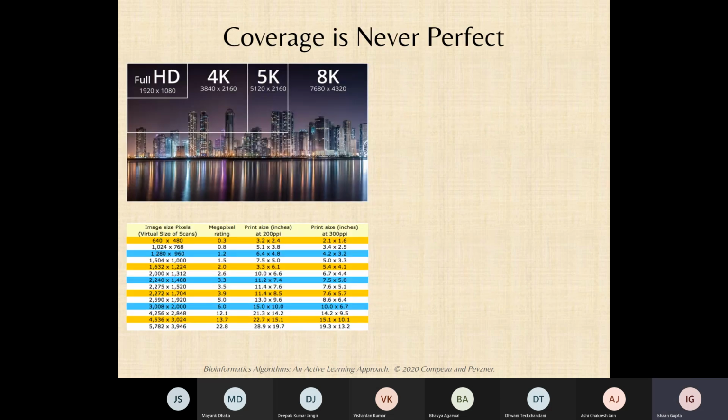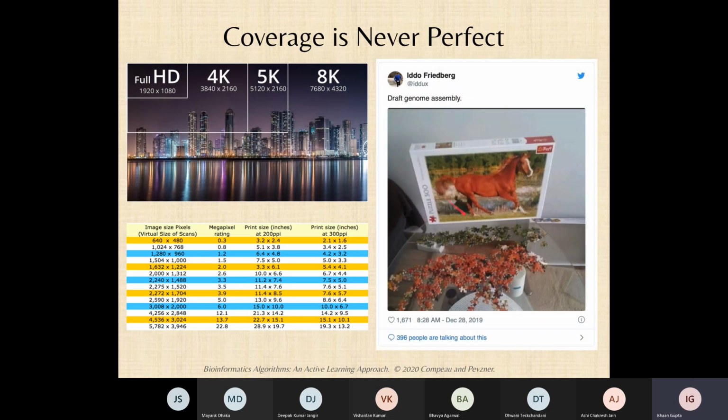So coverage is never perfect. When we talk about coverage, it's almost like looking at television with different kinds of resolution. The same image which you look at in full HD is going to look much sharper at 8K resolution, right? 8K resolution essentially means that the same part of the photo is being represented by more pixels. The same thing can be said about genome assembly as well. If you are trying to piece together the original genome, and you have more pieces to represent the same part of the genome, the picture of the genome that you're going to get is going to be more complete.